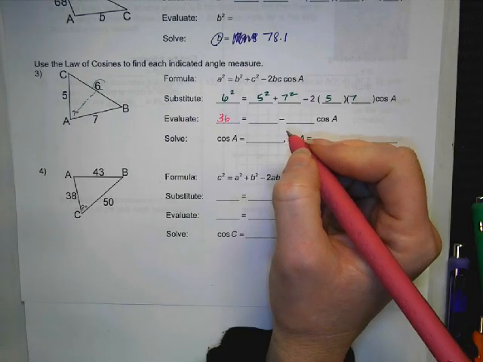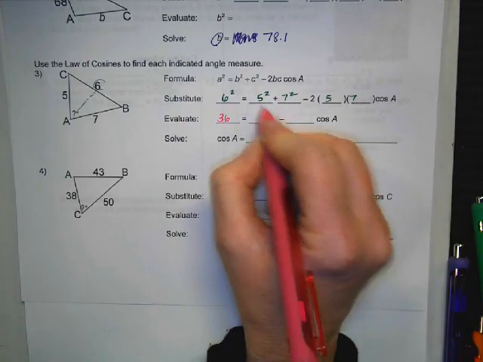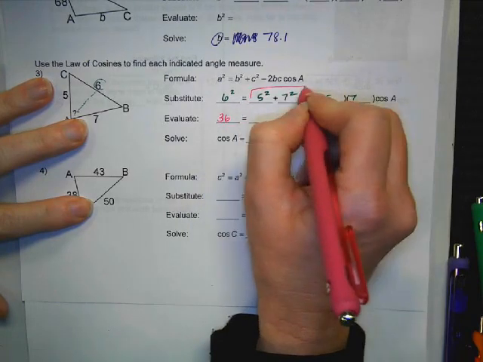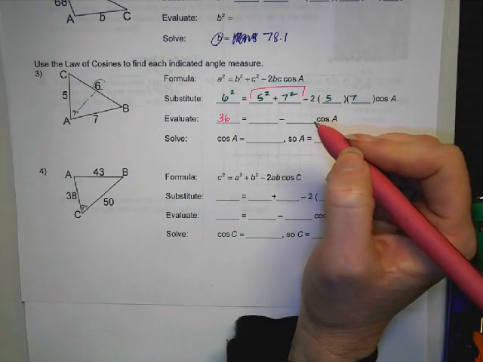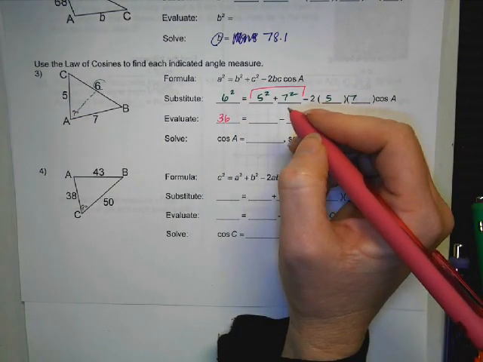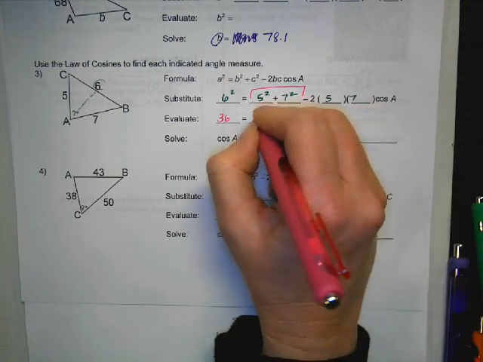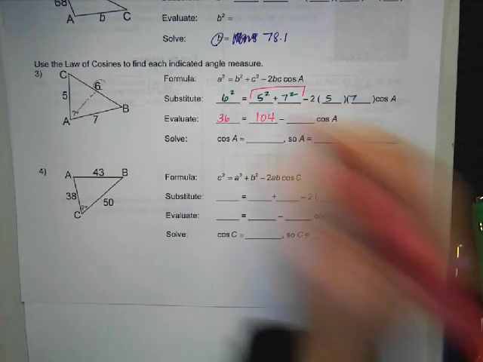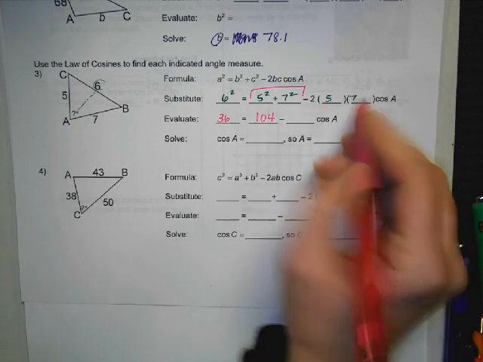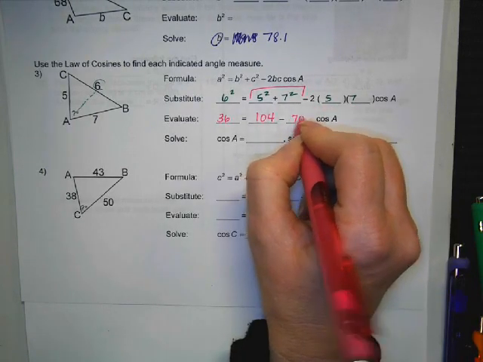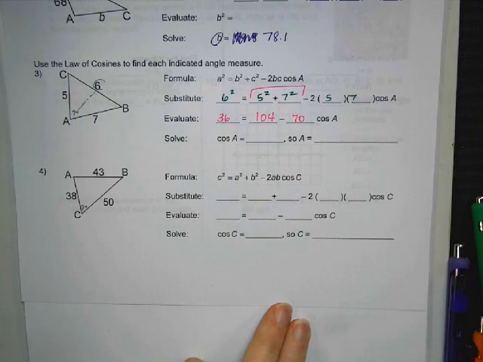Then I'm going to do this part: 5 squared plus 7 squared. 25 and 49 is 74. 6 squared is 36. And then I'm going to multiply these: minus 70 cosine A. Is everybody good that far?